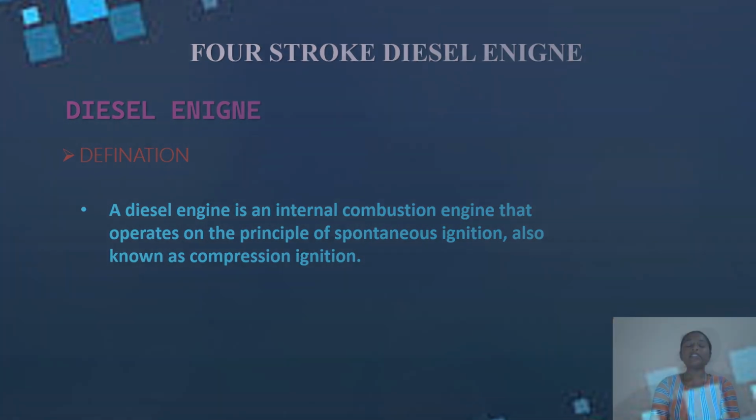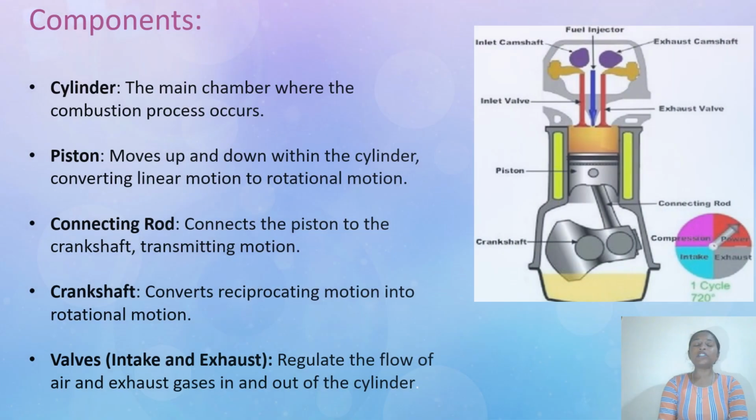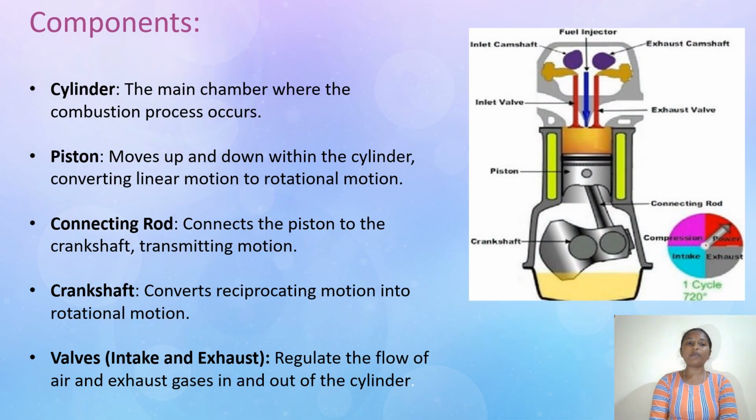Under components, the first component is cylinder. Cylinder is a main chamber where the combustion process occurs inside the diesel engine. Piston. Piston moves up and down within the cylinder. It converts the linear motion to the rotational motion.